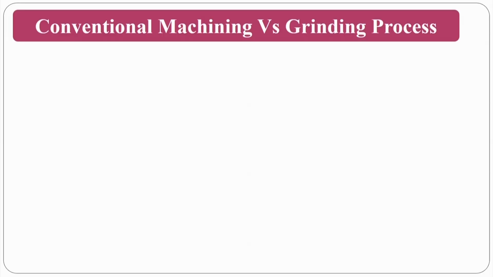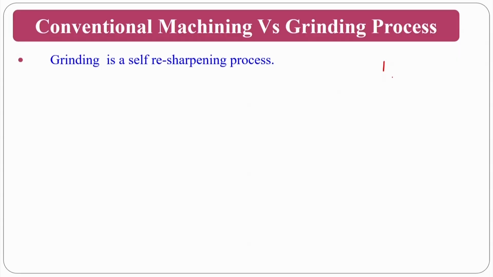Conventional machining versus grinding, what is the difference? Grinding is a resharpening process. That means, in the previous class we have seen the abrasive particles are ceramic particles and these abrasive particles are brittle enough. Assume that I have this particular abrasive particle in a grinding wheel. What is happening if it breaks? Assume that this is breaking like this. This particular shaded portion is gone. That means it is still sharp. That means it is giving a new cutting edge. That means the abrasive particle is resharpening itself. That's why it is called a self-resharpening process.